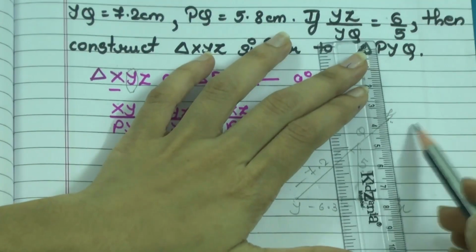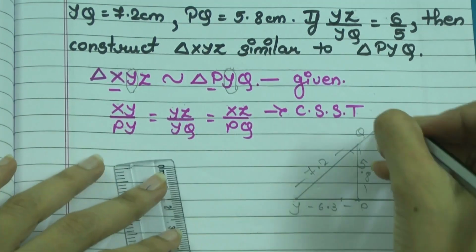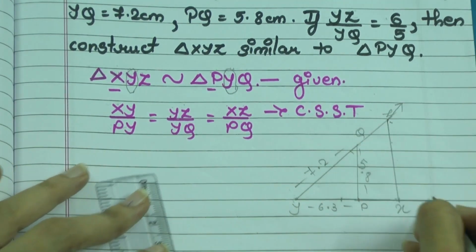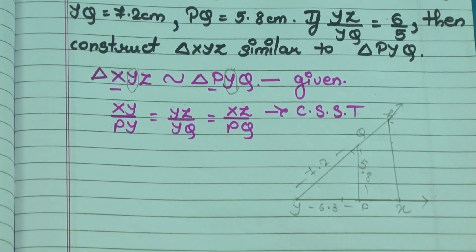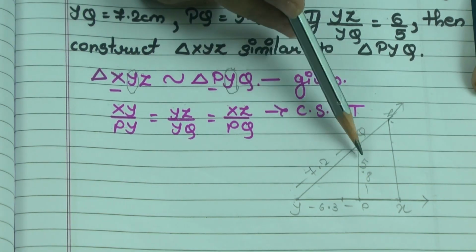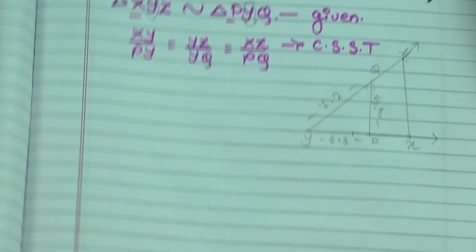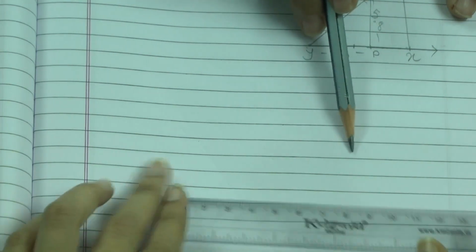Join X and Z. This is the required triangle which you will have to draw. So let's go for it. And it has very large parameters, 7.2, 5.8, 6.3, so we'll be using the larger page for it. Okay, children. Now first we will see YP is 6.3. We will take a very big line over here.